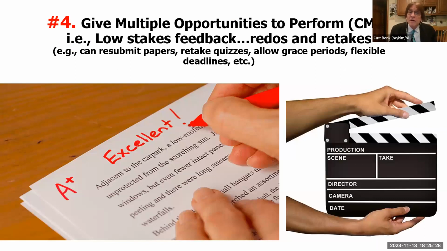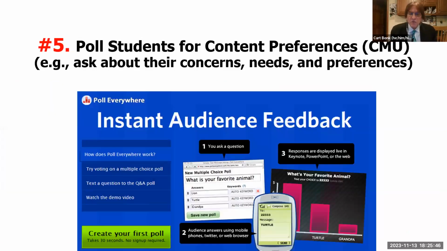Number four, make things low stakes if you can and allow students to redo assignments, retake quizzes, allow for grace periods, allow for deadlines to be flexible in nature. And Carnegie Mellon said that. Many websites did say that. Provide opportunities as students suggest things that you can do.